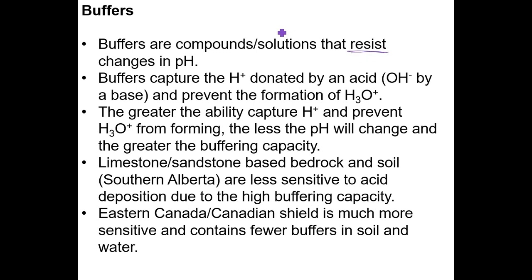So if you do have a solution, and we'll just say that the pH is 6, if you add an acid to the solution, then what we would expect is that the pH is going to drop, and it's going to drop fairly fast. However, if there is a buffer that's part of that solution that has the pH of 6, then we're not going to see nearly as fast of a drop. So yes, buffers are going to resist changes to the pH, and that's not just making the solution more acidic, it's also making it more basic as well.